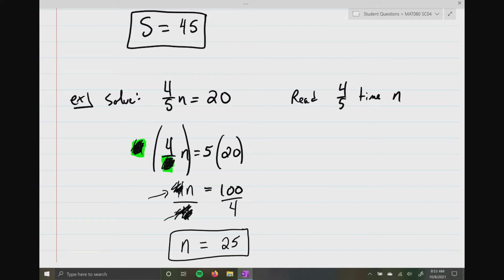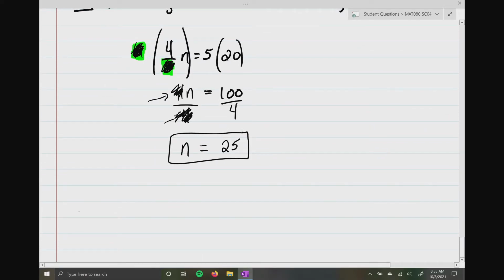I'm going to give you one to do. Take your time. Think your way through it. Try that for me, please. I always forget to write the directions because I'm so excited. Solve. 3 over 10 times p equals 30.